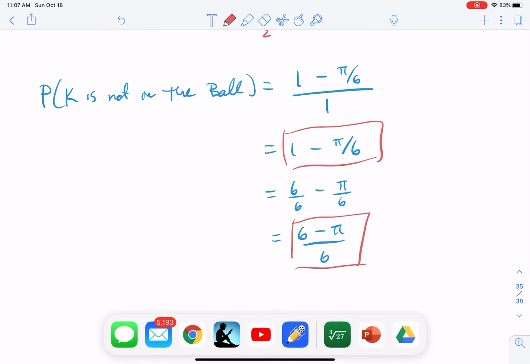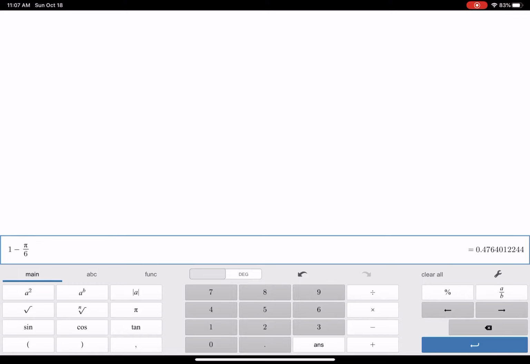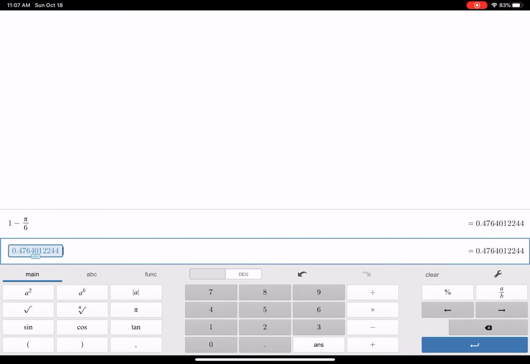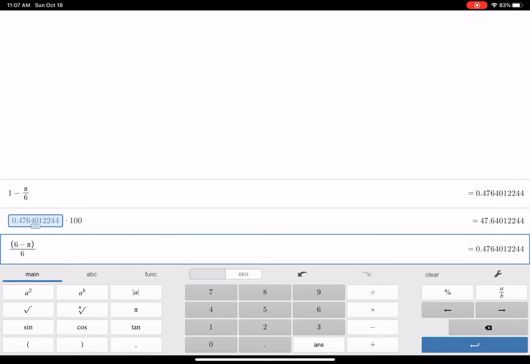Here, let's pull up Desmos. So let's say, for example, that I do 1 minus pi divided by 6. Okay, and then hit enter, take that answer and multiply it times 100, so we get a percent. You can see it's about 47.6%. Or remember we had another fraction here, which was 6 minus pi, all of that divided by 6, and you can see I get the same number, so about 47.6%.